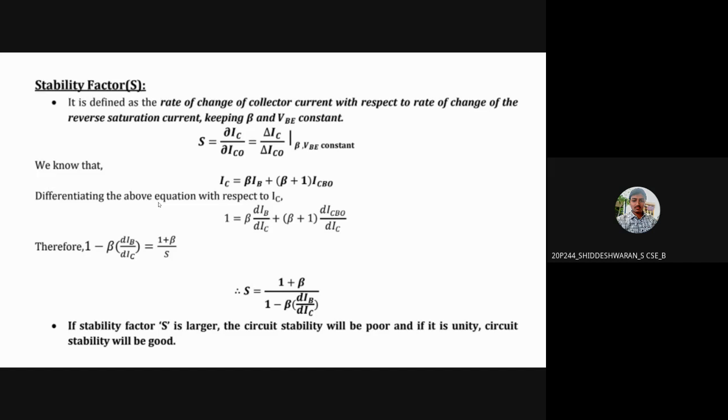Here the point we have to note is that if the stability factor S is larger than 1, then the stability of the circuit is poor and it will not produce a constant output. If S is equal to 1, then it is properly biased and the stability would be good.